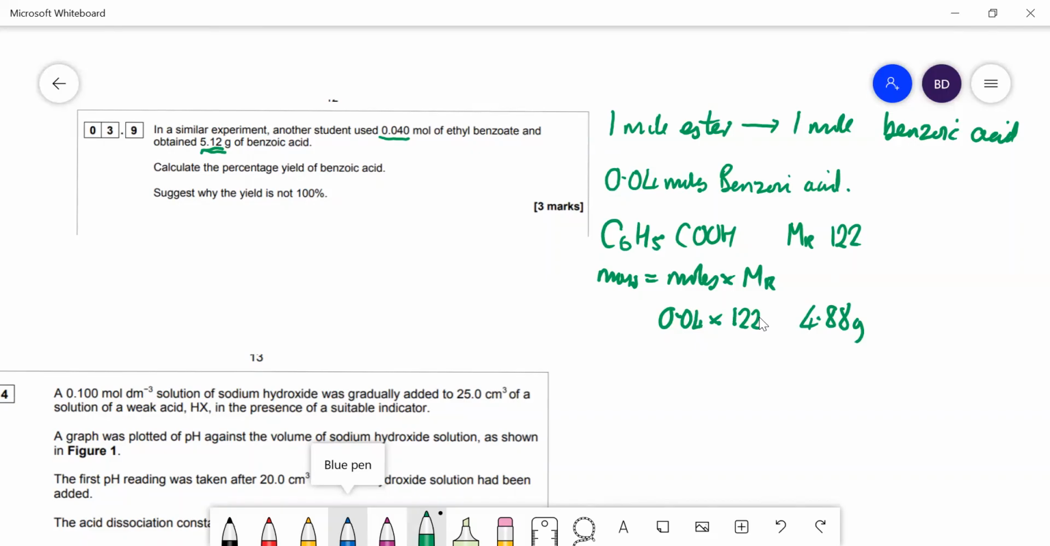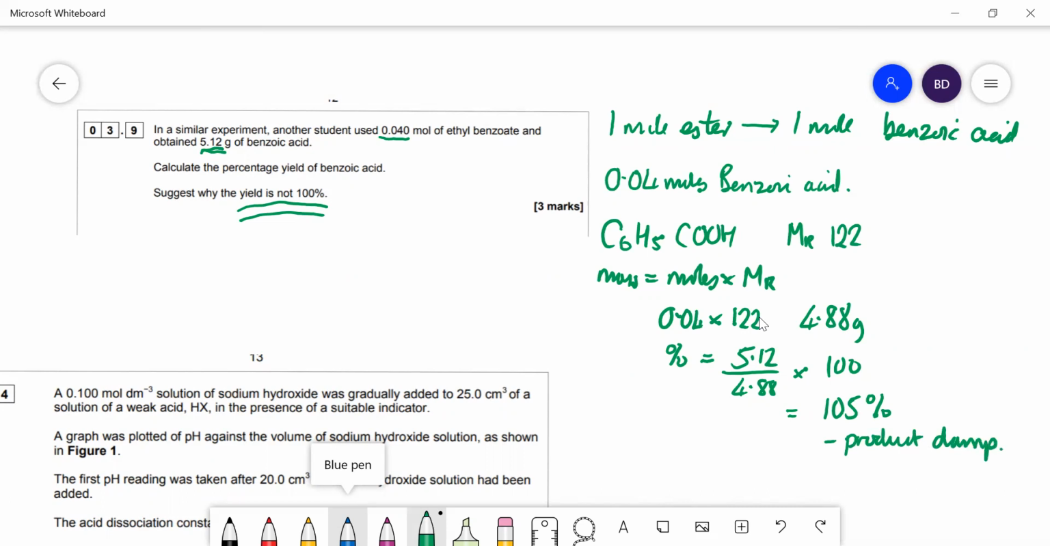It's more than 100%. Yeah, so percentage yield is going to be the amount we do get over the amount we expect to get, 5.12 over 4.88, times 100, and that works out to be 105%. Right, now why are we getting more than 100% yield? Okay, so the most likely thing is that the product contains some water. It's damp.